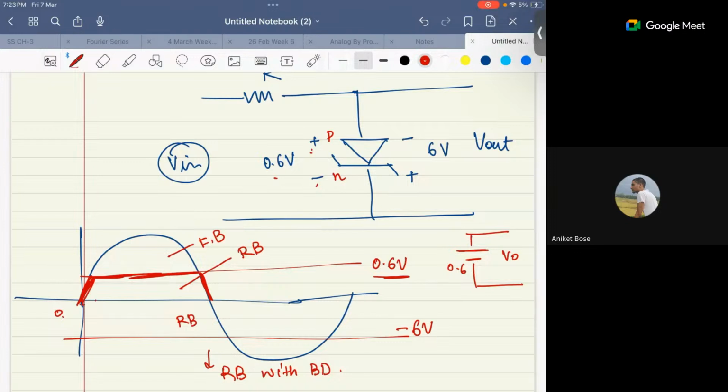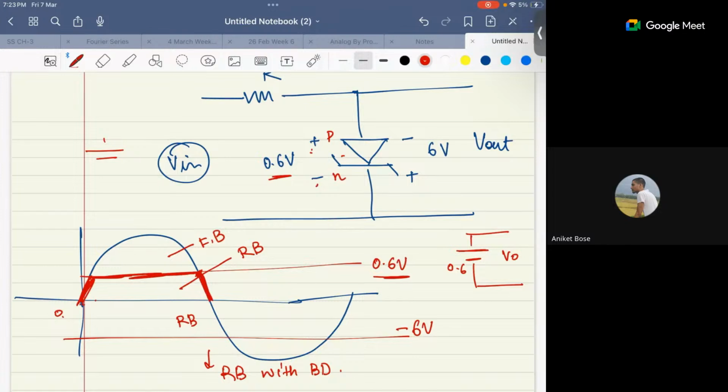Now from 0.6 till whatever value you increase, once it crosses 0.6 volt, it will always be working in forward bias. If it is in forward bias, you don't have to worry, because only in reverse bias can the Zener diode have two states, without and with breakdown. In forward bias it just behaves like a normal diode, so you replace it with a potential of 0.6 volt. So V output will be 0.6 volt till here. Again, when V input is less than 0.6 volt, it is in reverse bias without breakdown, so V output and V input will be the same.